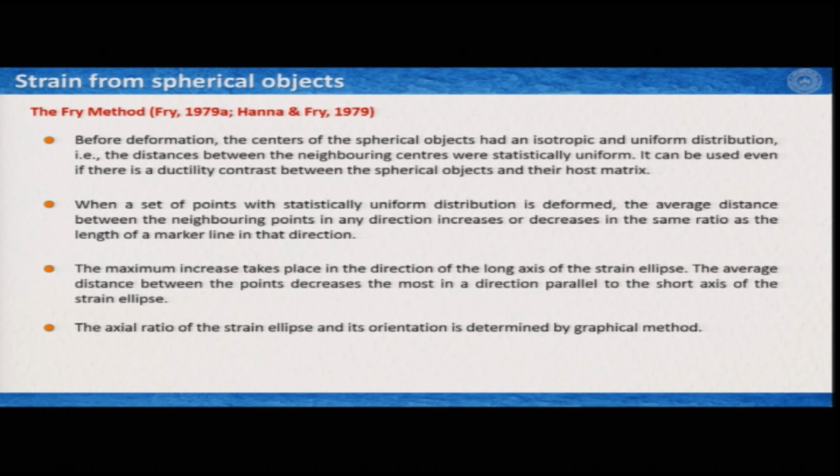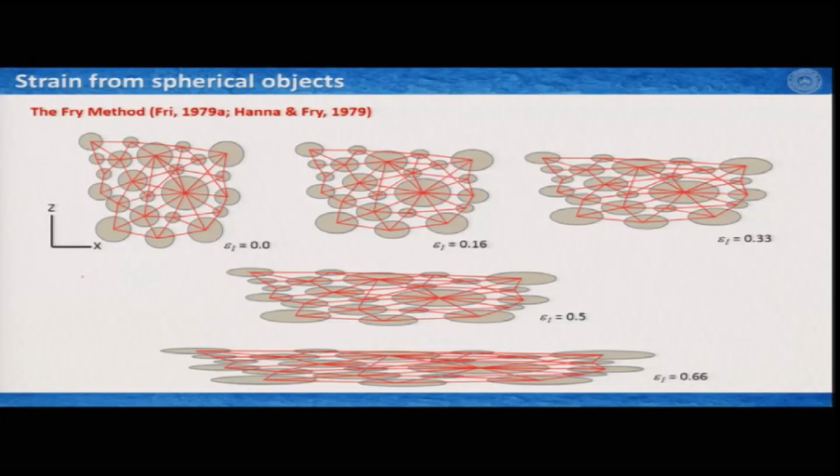The axial ratio of the strain ellipse and its orientation is determined by a graphical method, which is the Frye method. So, what is written here, try to understand this in an illustration. What we see in this illustration is that I had some spherical objects which are now circles in 2 dimensions. This is my x direction, this is my z direction.